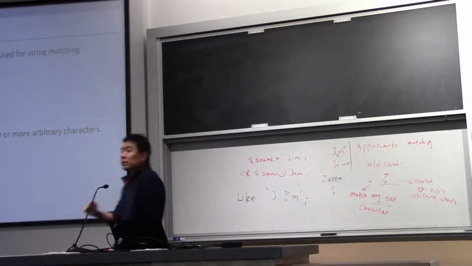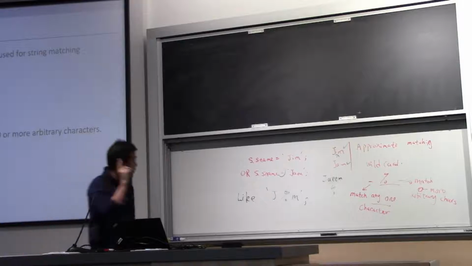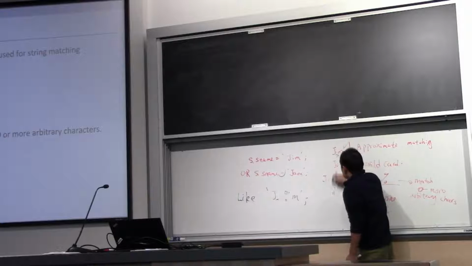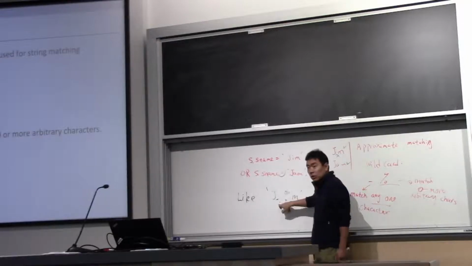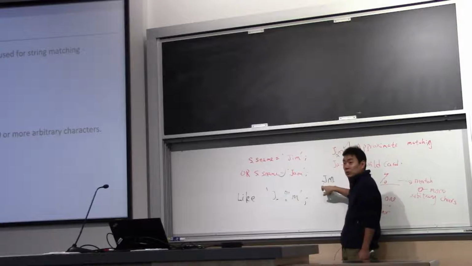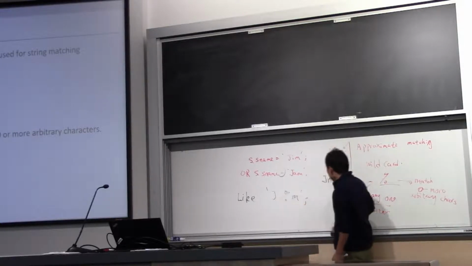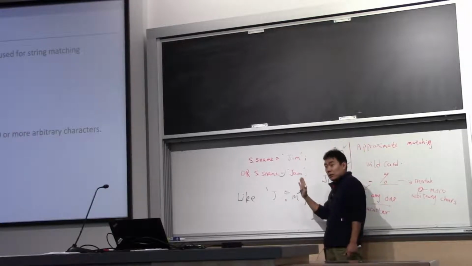Question over there? The underscore is exactly 1, right? Exactly one. So that being said, if I change back to this condition, this will not be a match. With only J and M, this will not be a match because you need to have at least one character between J and M. If I remove that though, this will be a match because percentage means 0 or more. That's the difference of the two. Does that make sense?